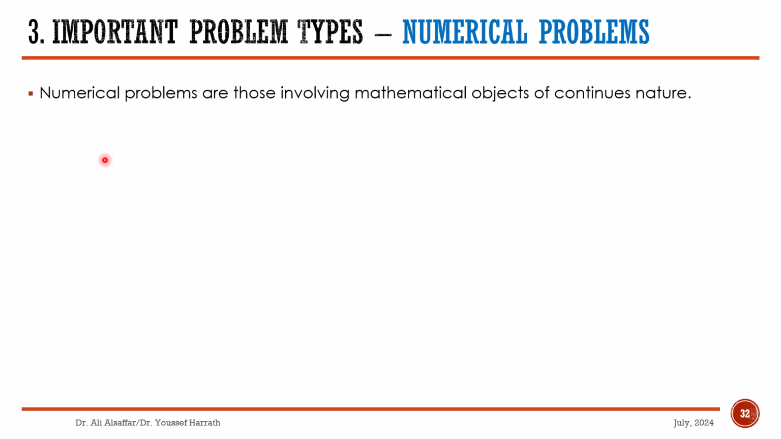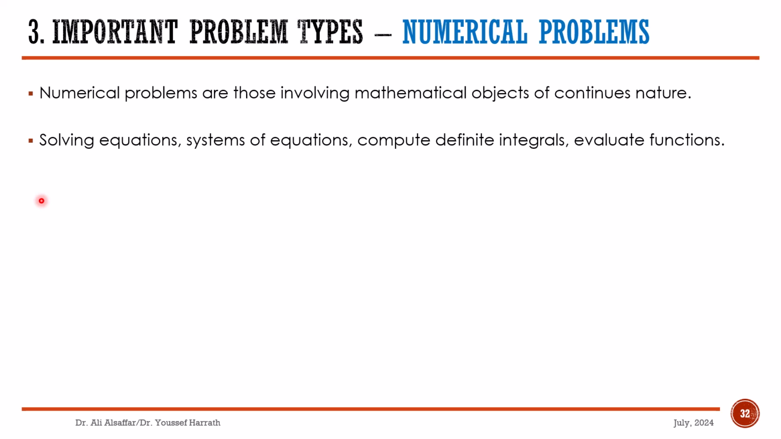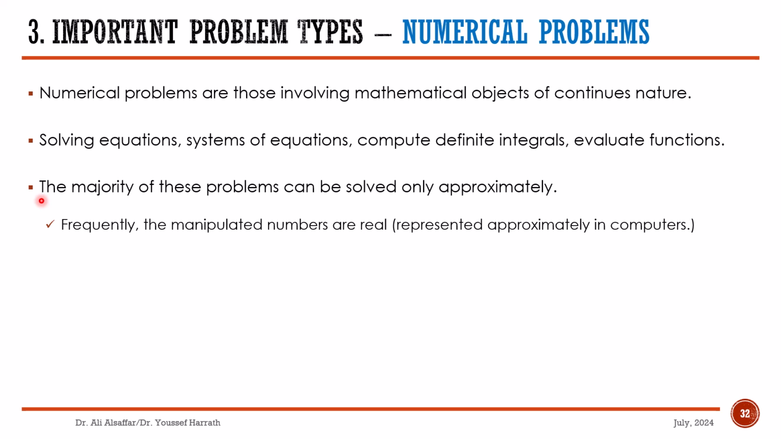The last type of important problems in algorithms are the numerical problems. Numerical problems are part of a large special area of applications that involve mathematical objects of continuous nature, such as solving equations and systems of equations, computing definite integrals, evaluating functions, and so on. The majority of these problems can be solved only approximately. Why? Because frequently the manipulated numbers are real numbers, and real numbers are represented approximately in computers.